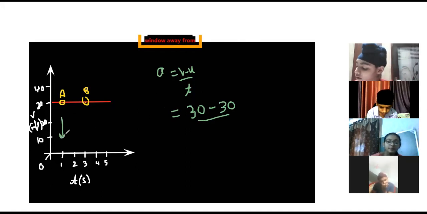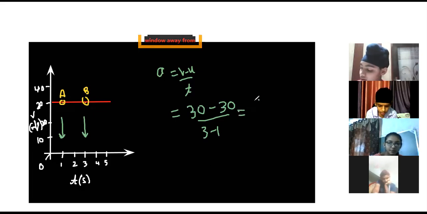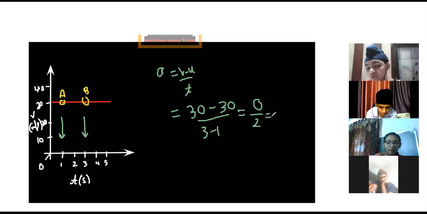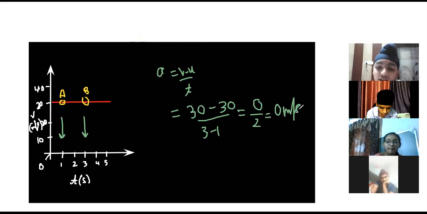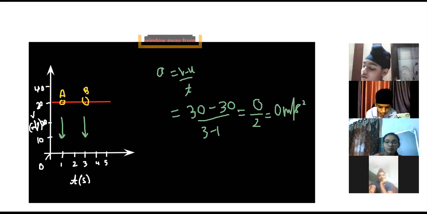At A the time is 1, at B the time is 3, so that is 3 minus 1. Okay, so 30 minus 30 is 0. Divide by 3 minus 1 which is 2. So you will be having 0 meter per second square. Why is it 0 meter per second square? Because, my dear students, this is the graph where the velocity is not changing.